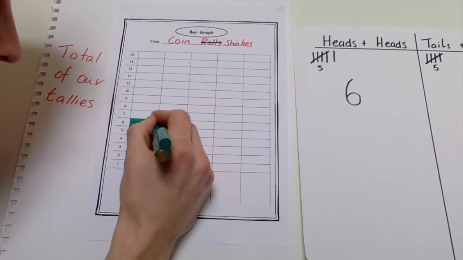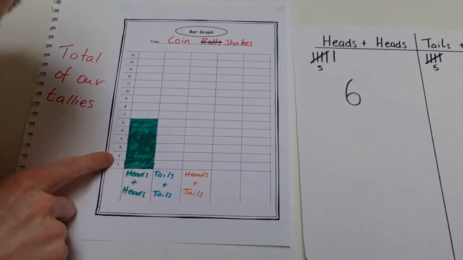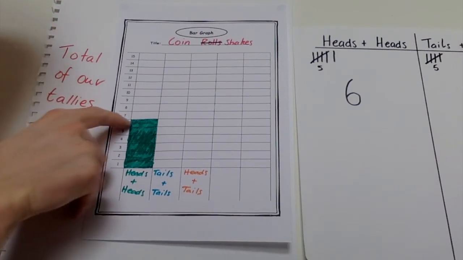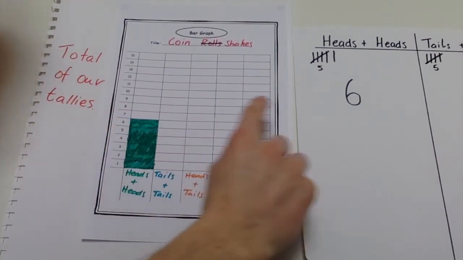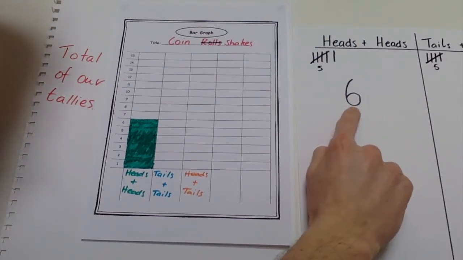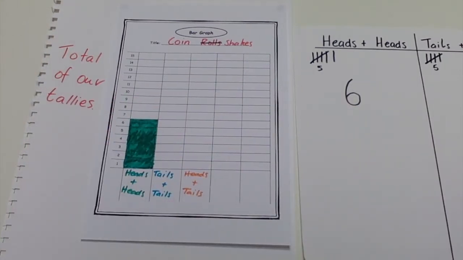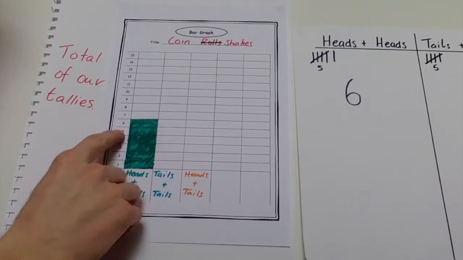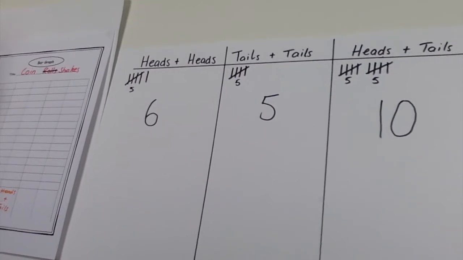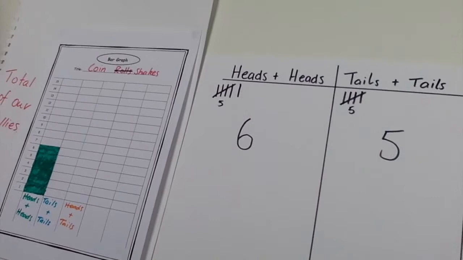Alright. Cool. So that is my first bar. Okay. So it goes all the way up to 6. See how it says 6 there? And it stops in the 6. Because I shaked and released and got 6 altogether, okay? Alright, so that's my 6 heads and heads. Now, I need to have a look at my tails and tails. Okay, so I have a total in my tally of 5 tails and tails.